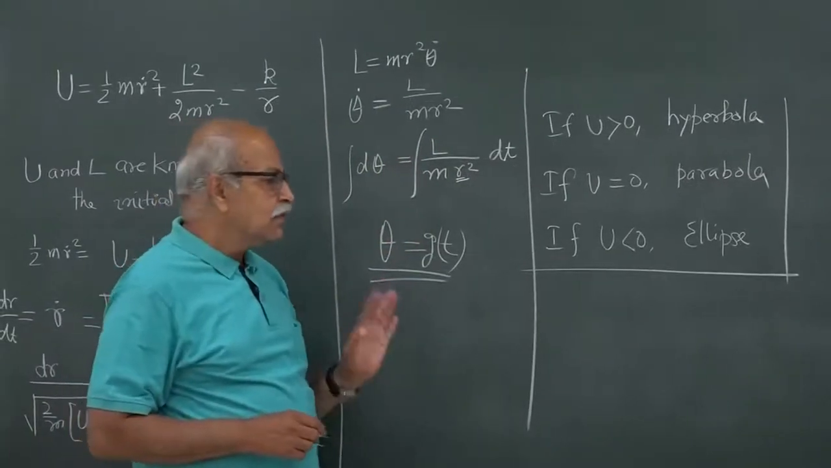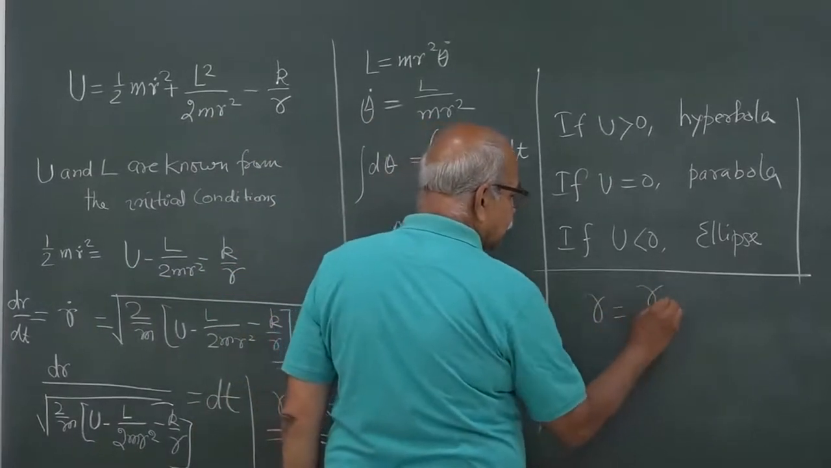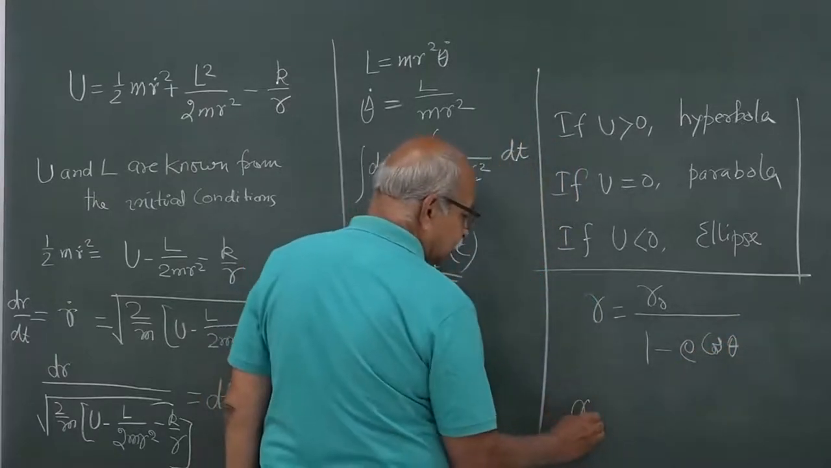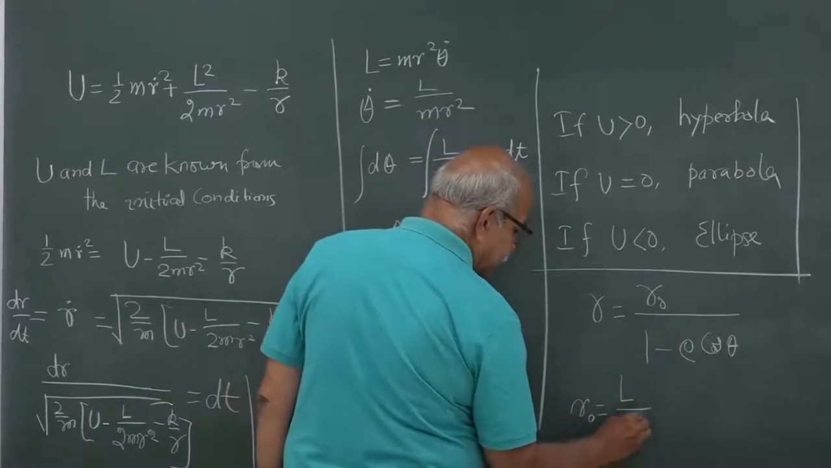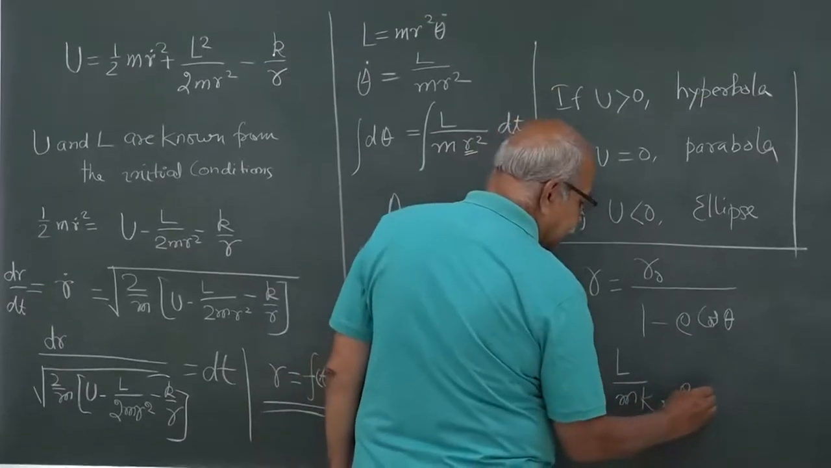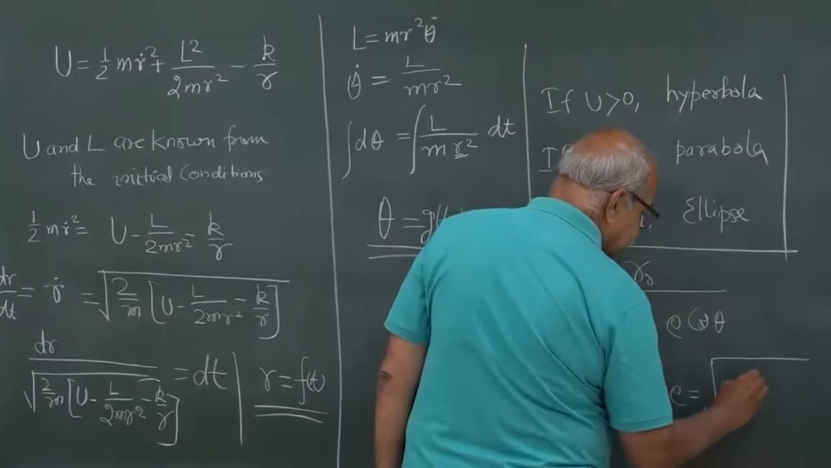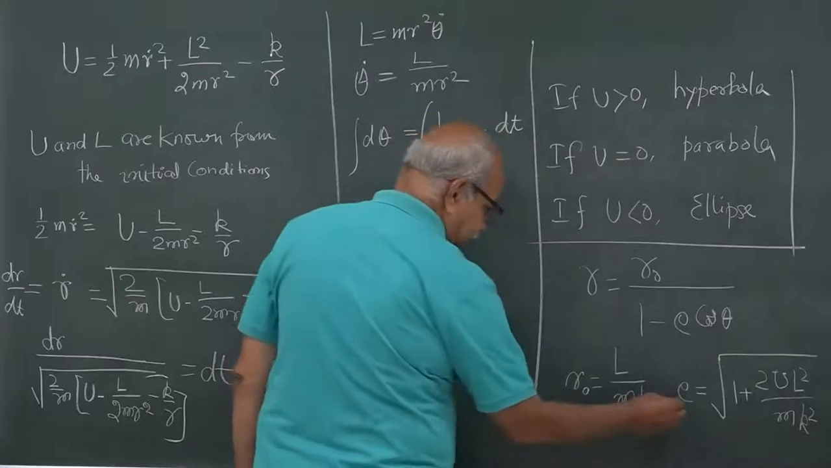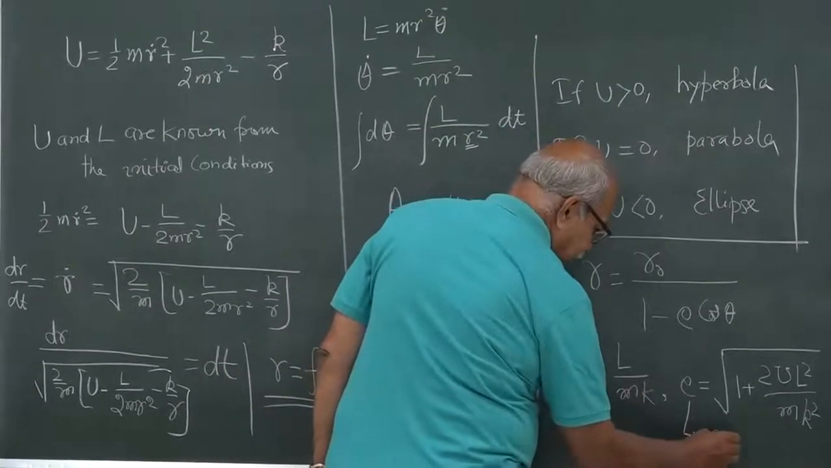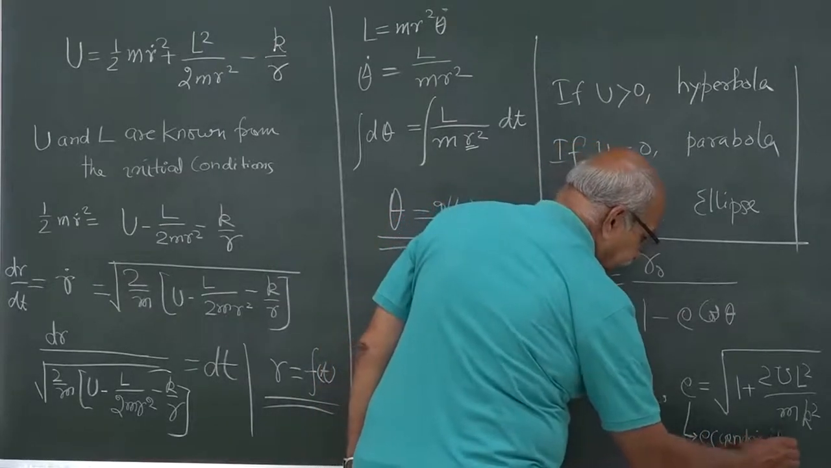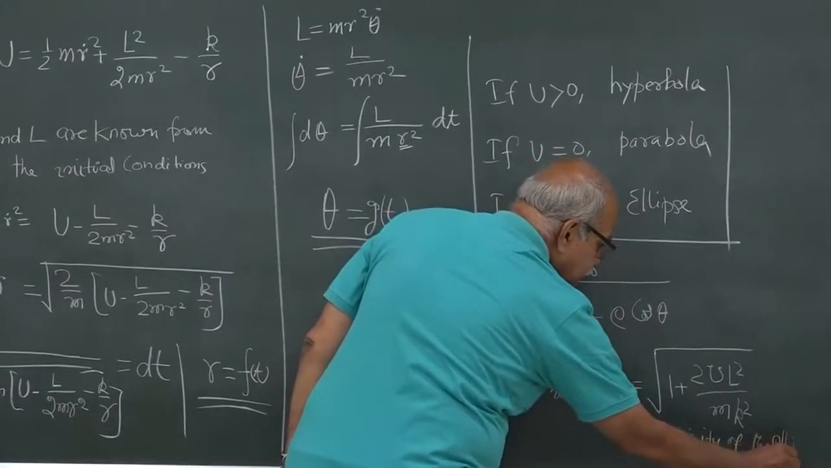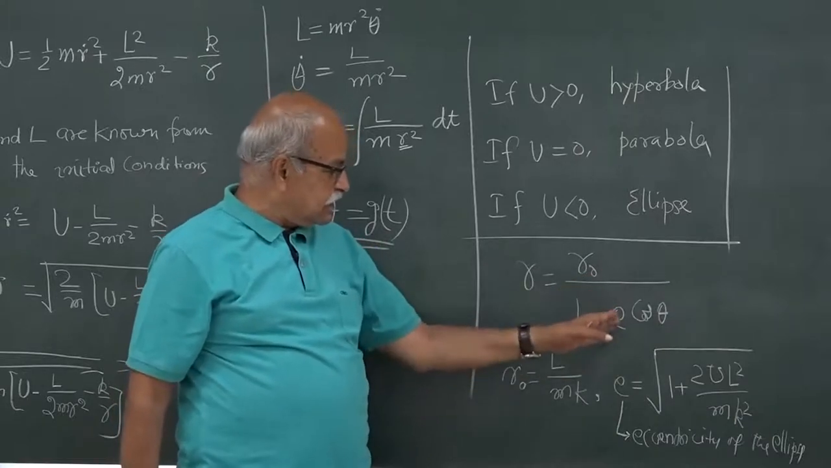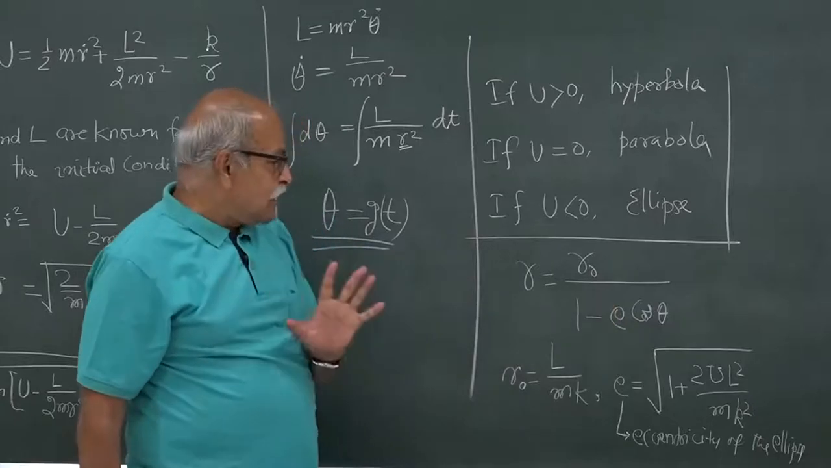And the equation of that orbit, if you work it out, will be r equal to some constant r naught divided by 1 minus e cos theta, where r naught is L square by m k, and this small e is the square root of 1 plus 2 times total energy times L square divided by m k square. Now this quantity is known as the eccentricity of the ellipse. It gives you the equation of an ellipse if this e is between 0 and 1. Okay, so this is the equation.